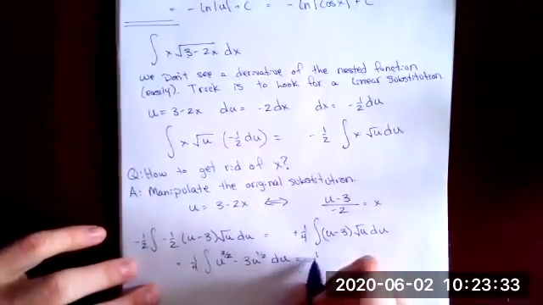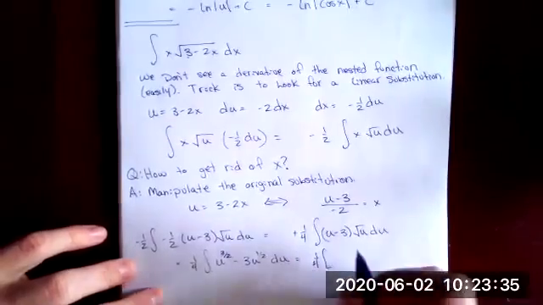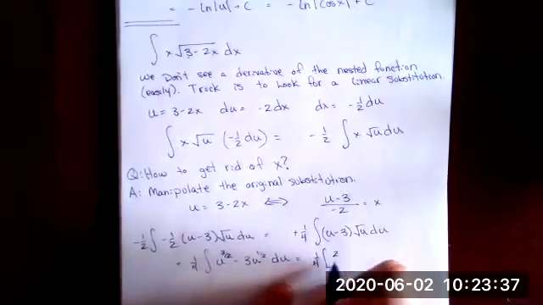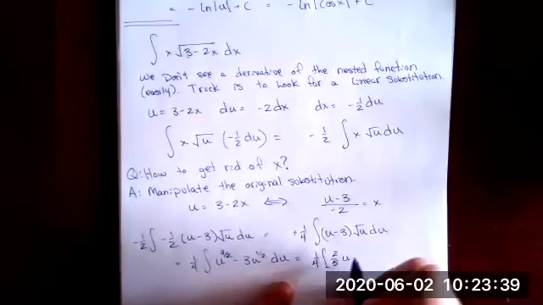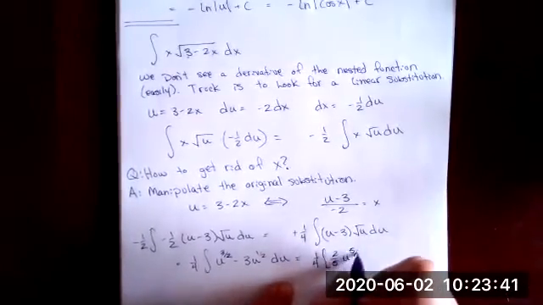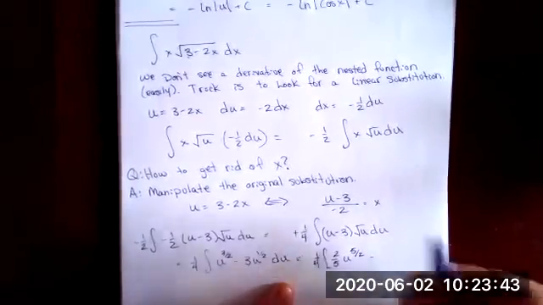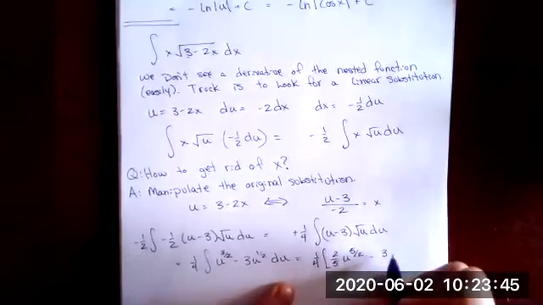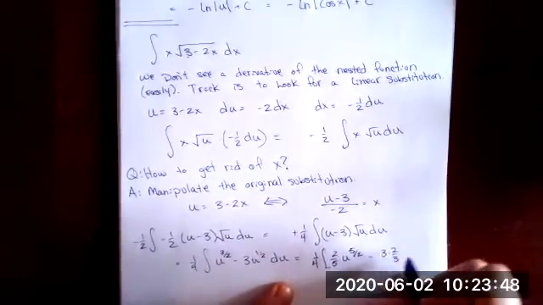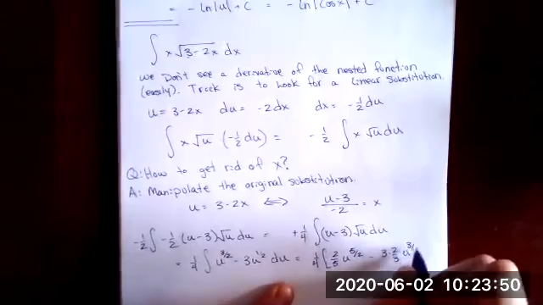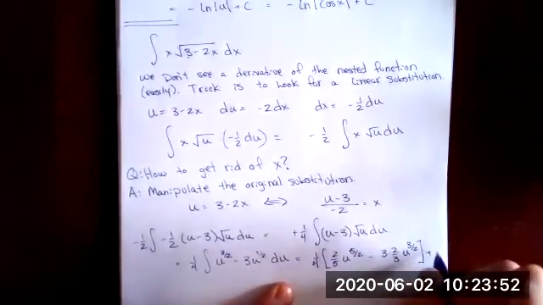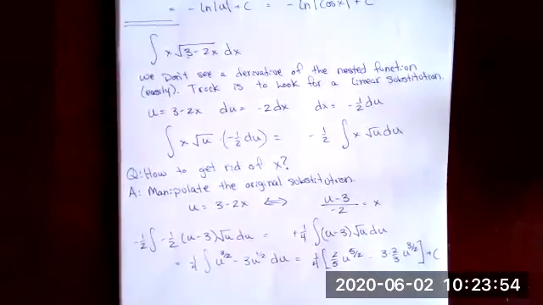And now we can integrate. We've got our 1/4 times 2/5 u to the 5/2 minus, we will have 3 times 2/3 u to the 3/2. All of that plus a constant.